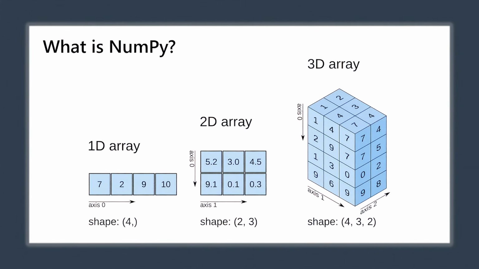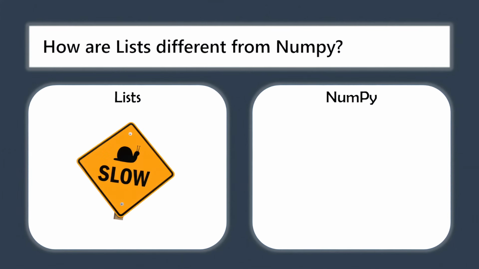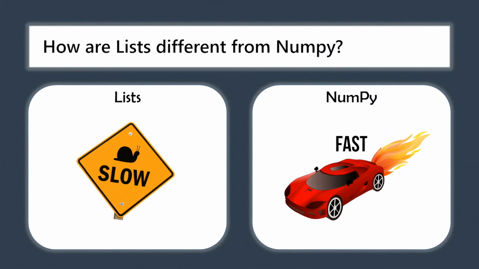And so the question I'm commonly asked when you first bring up NumPy is, why do you use NumPy over lists? So the main difference comes from the speed. Lists are very slow. Meanwhile, NumPy is very fast. And so why are lists slow and NumPy fast?